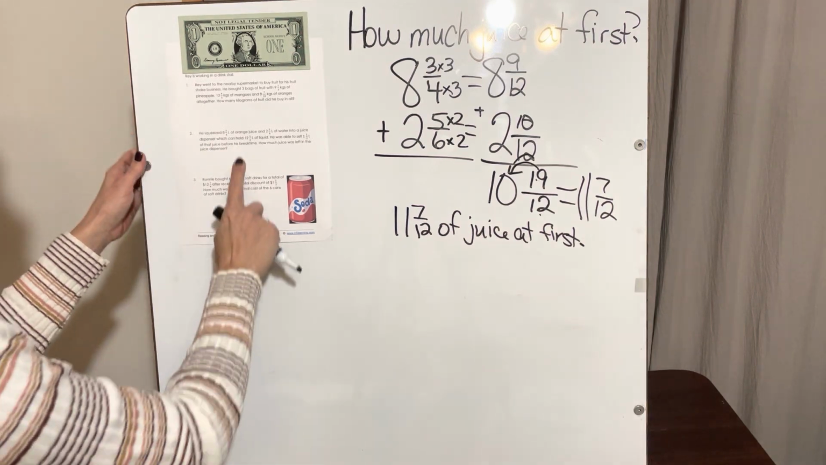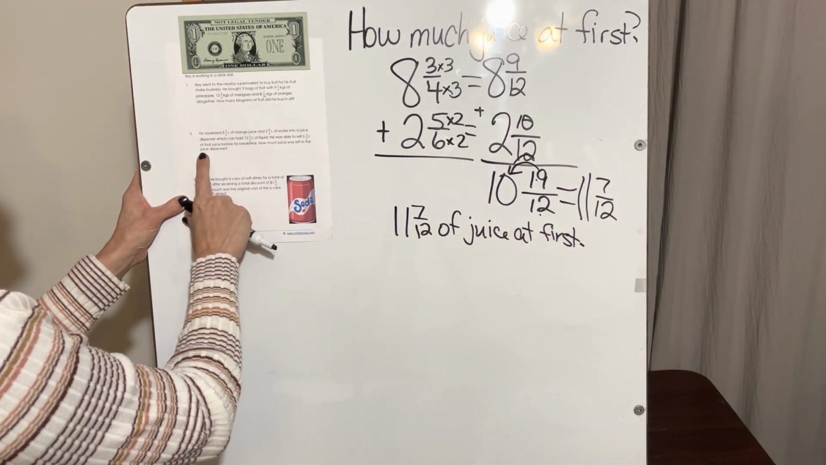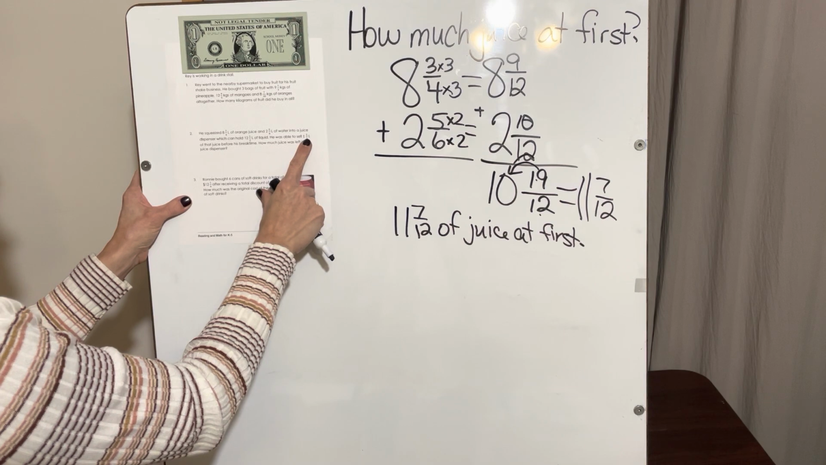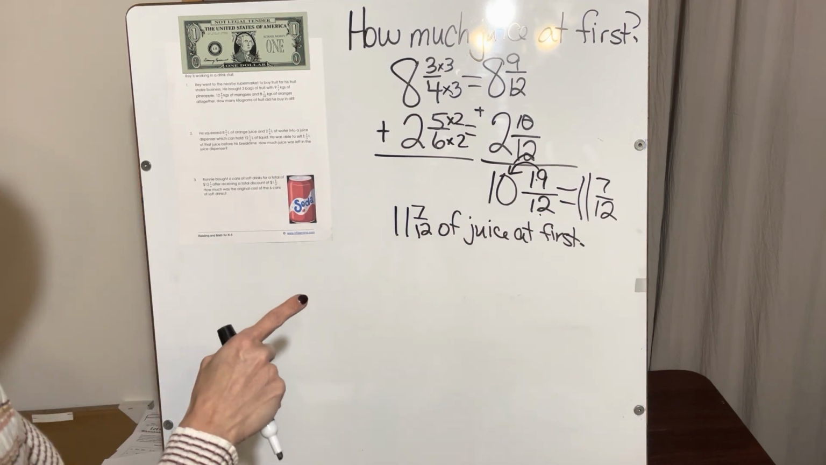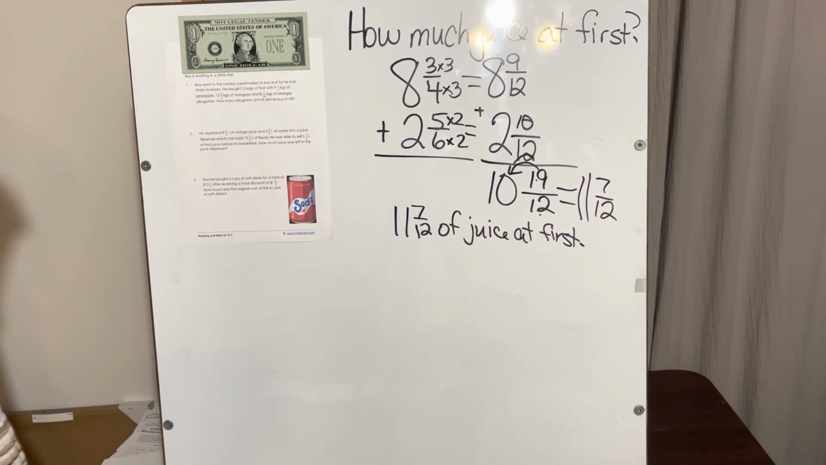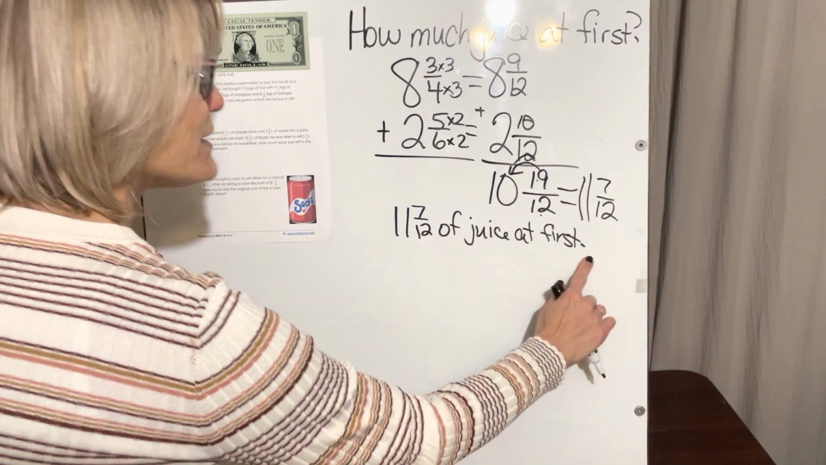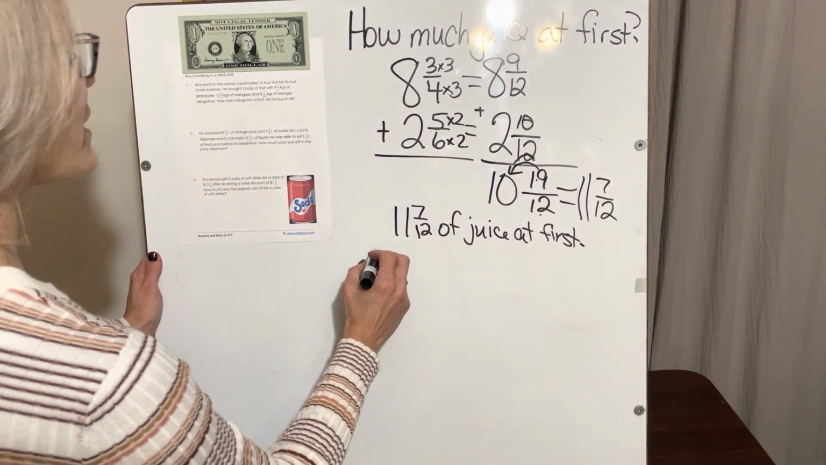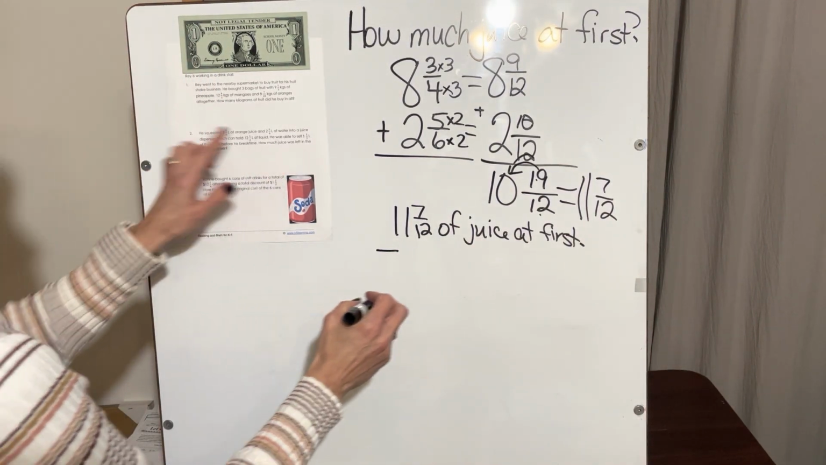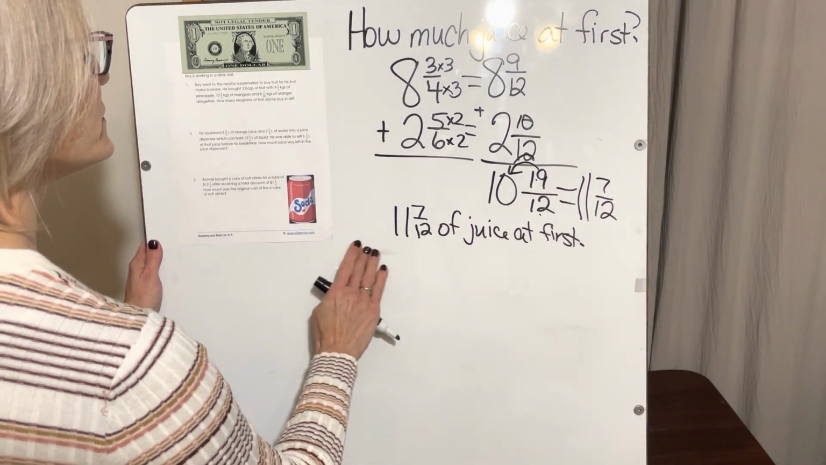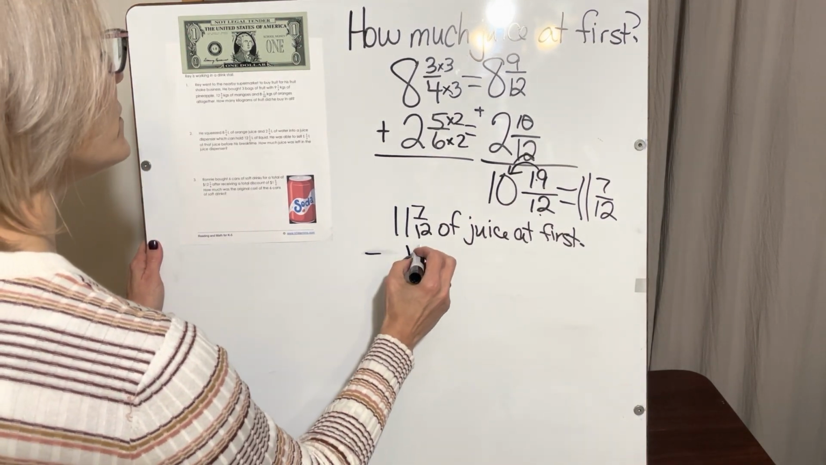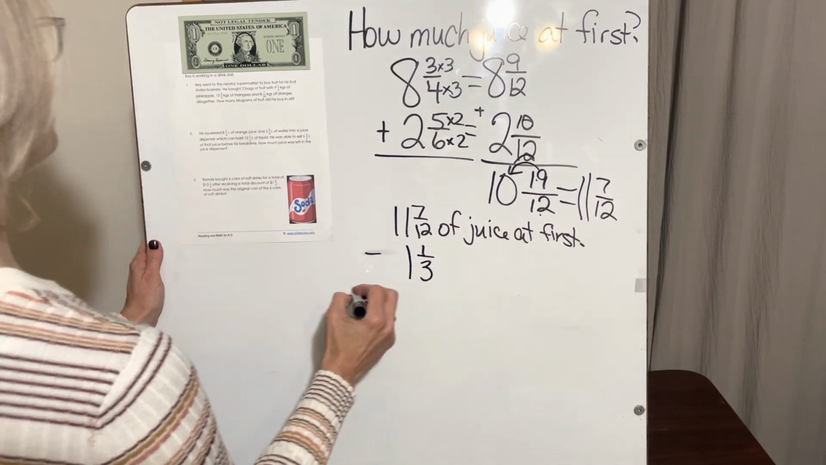Let me see if I answered the question. All right, so I'm going to go back here. How much juice was left in the dispenser after he sold this? Well, I haven't answered the question yet, right? Not yet. I just have answered how much he had to begin with. So I'm going to take how much he had to begin with and subtract that, because we want to know what was left once he sold. Okay, he sold 1 1/3 liter.